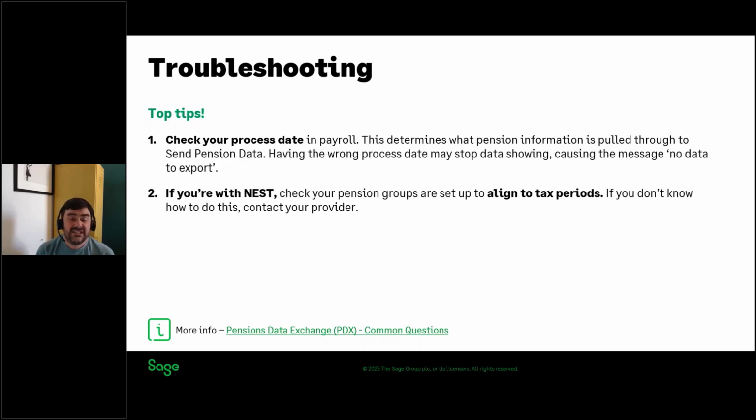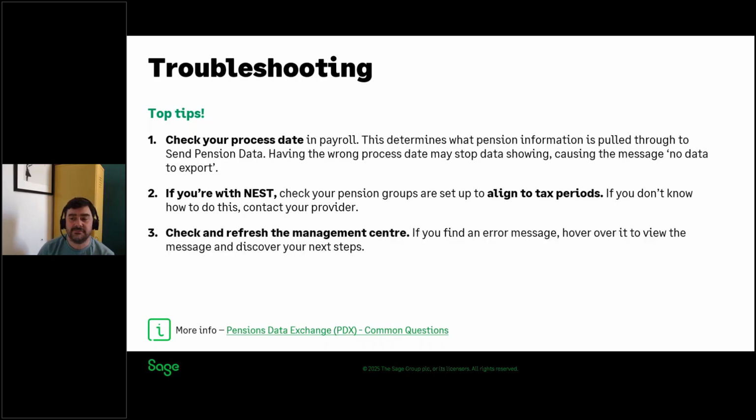Second step, this is specific to Nest. If you're getting errors in relation to the dates in your file, you should double check that your pension groups on the Nest portal are set up to align to tax periods. So it's not calendar months, it needs to be tax monthly or tax weekly, if you're weekly or monthly. For fortnightly and 4 weekly, they need to align to the dates in the tax calendar. So Nest have got some guidance on how to change the group to use tax periods if required.